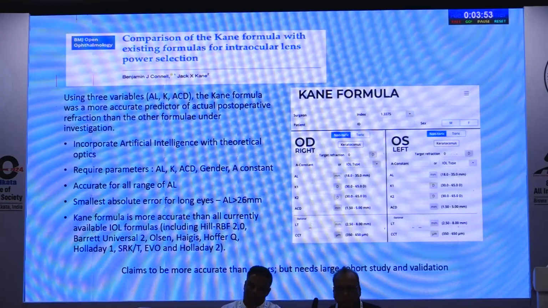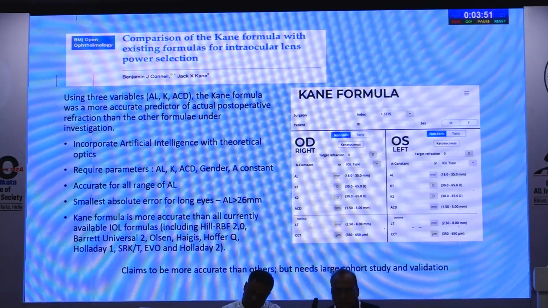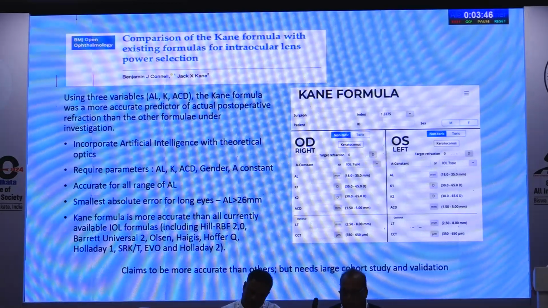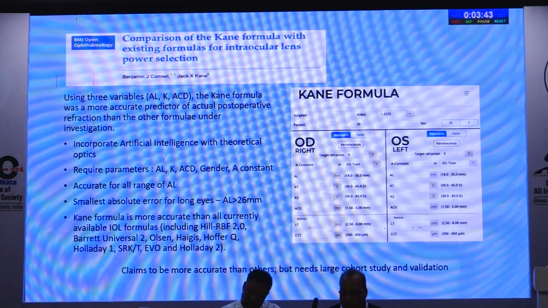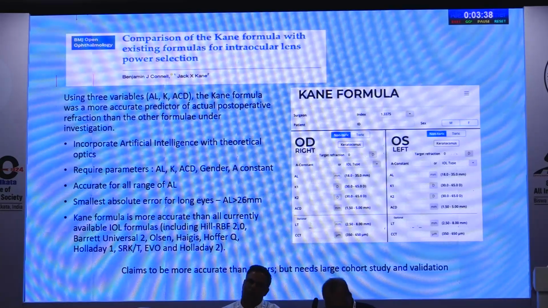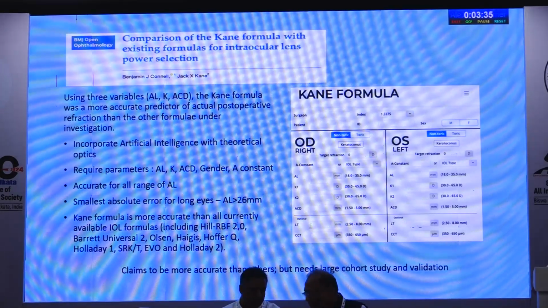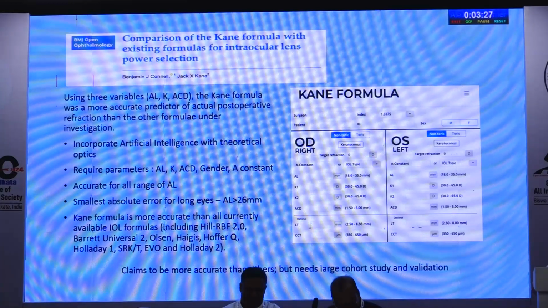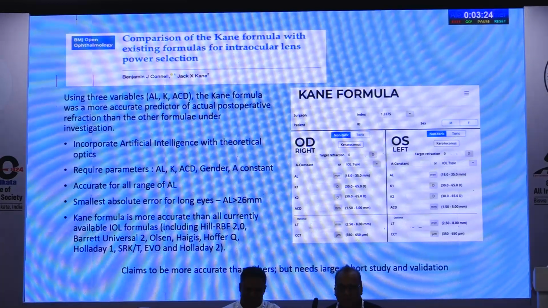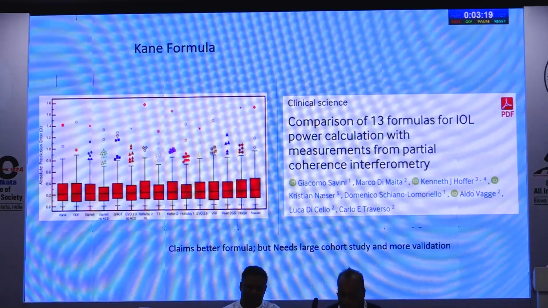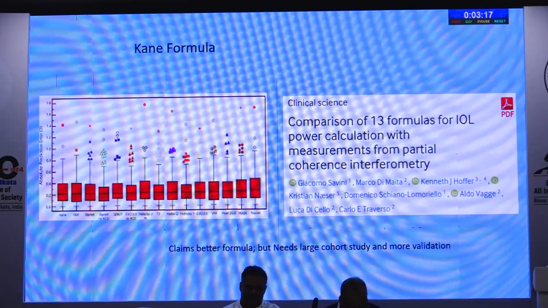And next is the Kane formula. It is artificial intelligence with theoretical optics. Here we have three variables, and it accurately measures all ranges of axial length, with the smallest absolute error for the long eye. So it is very accurate, gives accurate results in almost all situations, and is better than other formulas. The publishers claim it to be more accurate than others, but it needs cohort study and validation, no doubt.